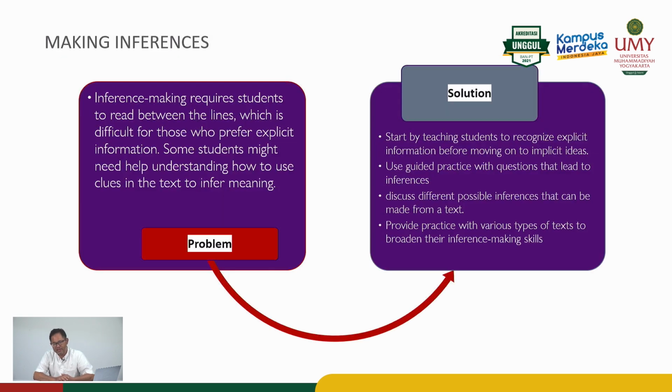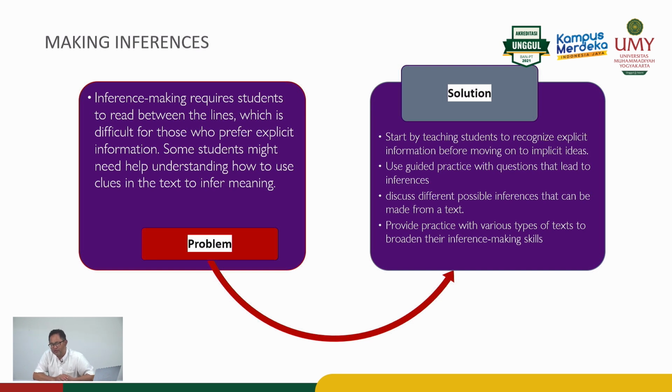Then the second macro skill is making inferences. Inference making requires students to read between the lines, which is difficult for those who prefer explicit information. Some students might need help understanding how to use clues in the text to infer meaning.